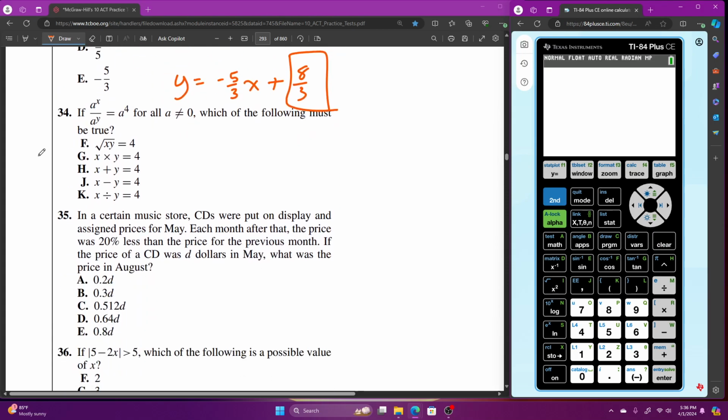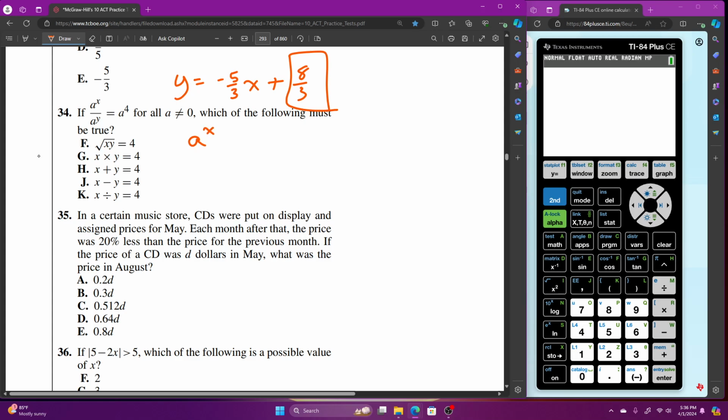Question number 34 says, if a to the power of x over a to the power of y equals a to the power of 4 for all values where a does not equal 0, which of the following must be true? Well, we had this on another question, something kind of similar. Question number 13, if you watched that video, a kind of similar rule, right? Since these monomials here have the same base raised to the power of an exponent, what's the rule?